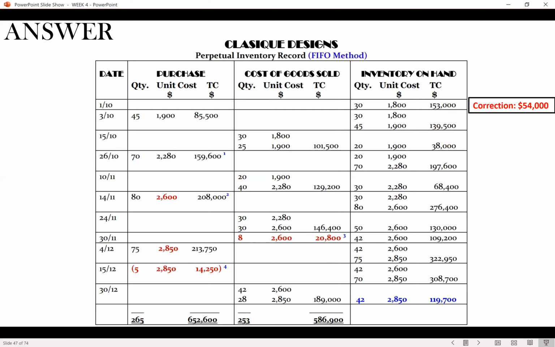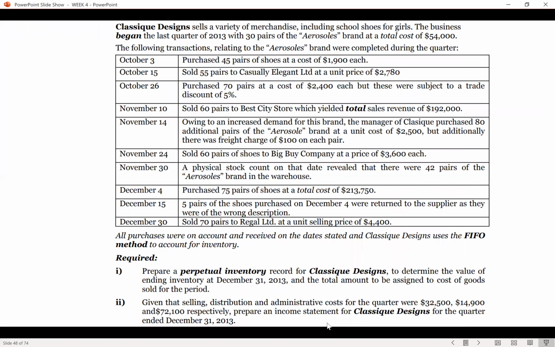So now we know, the question asks us, what's our inventory, the figure. So this is the figure that we have for inventory. And it asks us for the value of cost of goods sold. So this would be our cost of goods sold value, right?